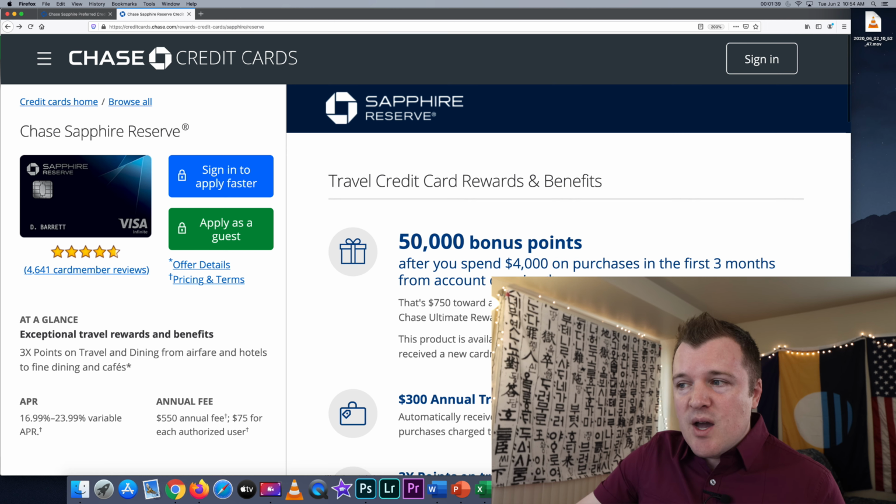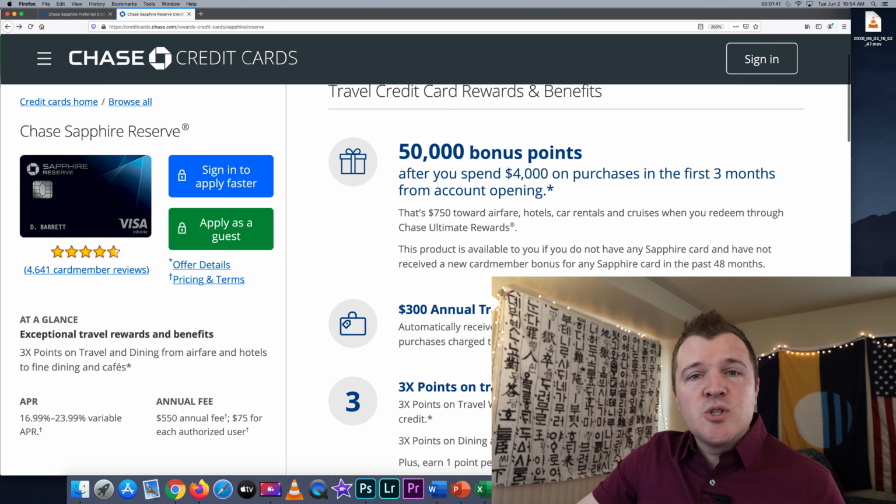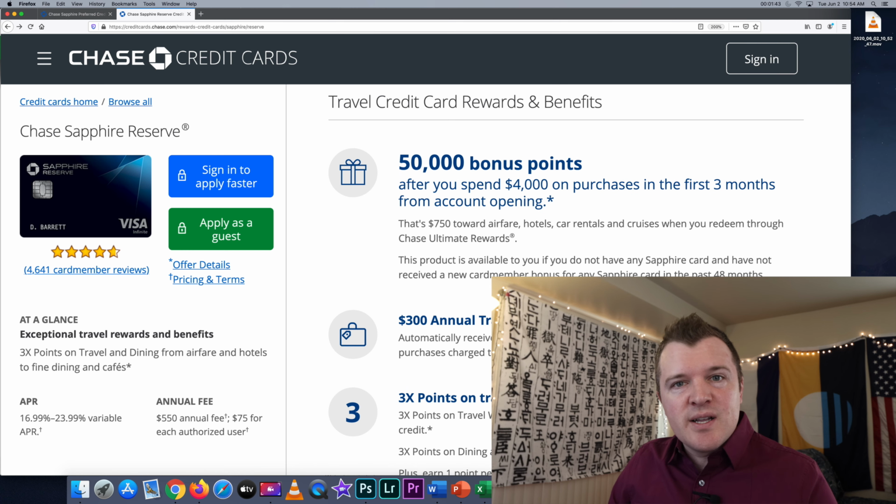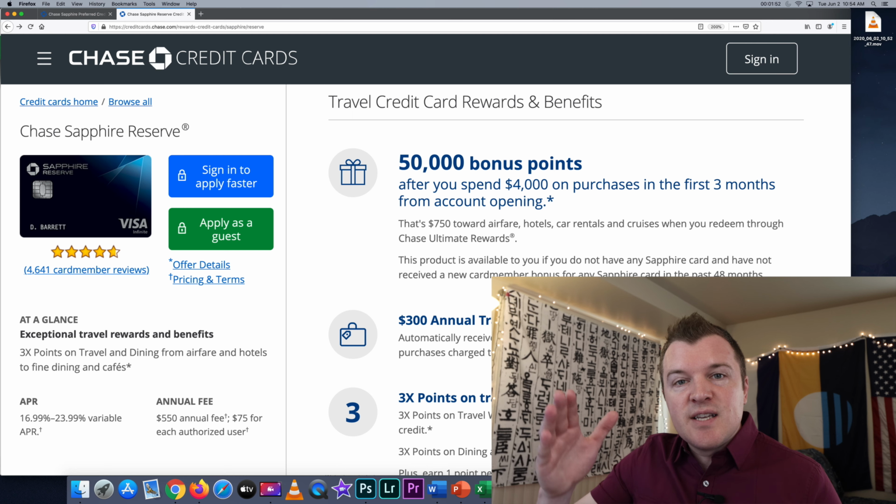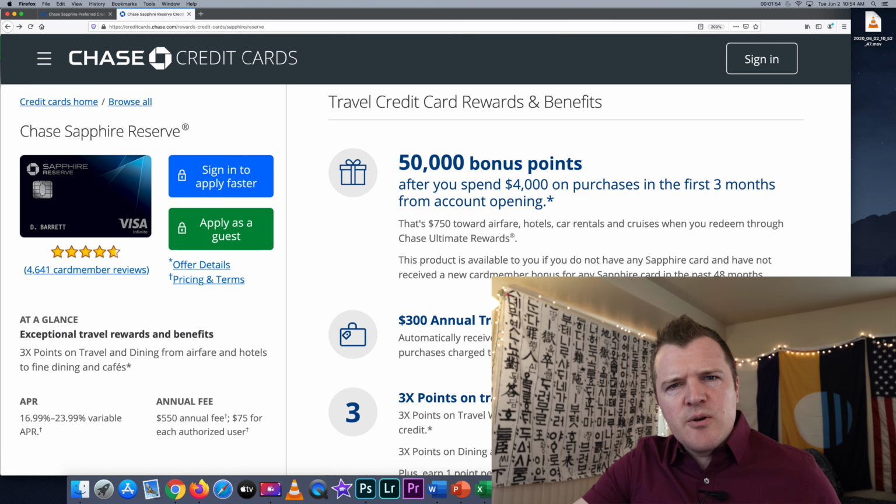You still get the $300 travel credit and the $120 worth of DoorDash dining credits, $60 this year, $60 next year. But if you already have the card and the card renews between July 1st and December 31st, then you're going to get a $100 statement credit. So your annual fee is actually only going to be $450 if you're renewing this year. You already have the card.